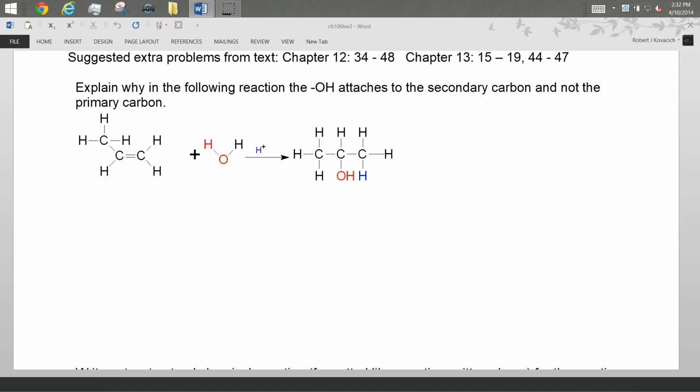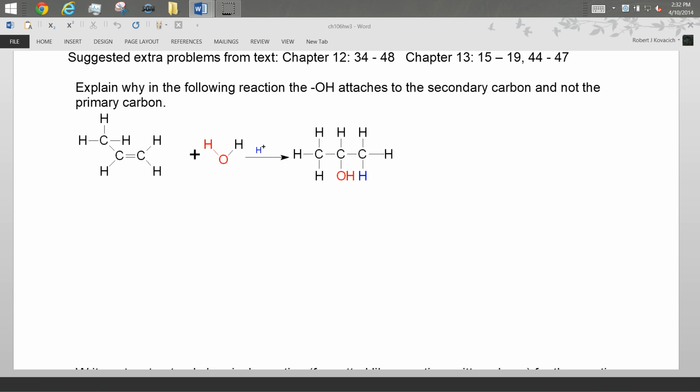Why is the alcohol secondary and not primary? What's the reasoning behind it? It's a more negative number. The secondary carbon has more negativeness around it, so it's better able to stabilize the temporary positive charge.